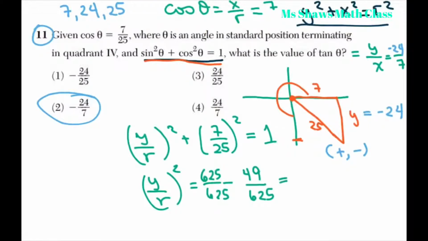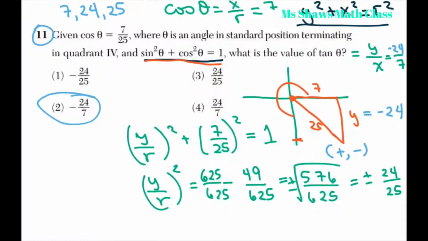And 625 minus 49 is, didn't do that, 576. And then you square root that, you get plus or minus. So that's going to equal plus or minus 24 over 25. And basically, there's where you get your plus or minus. In our case, it's negative there.